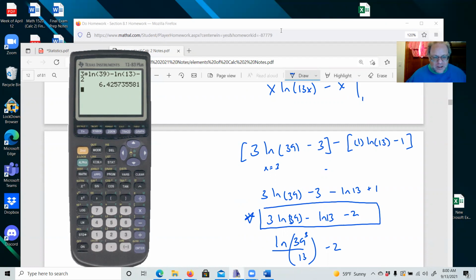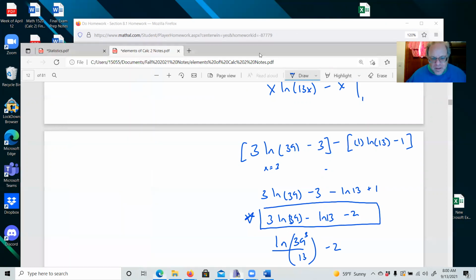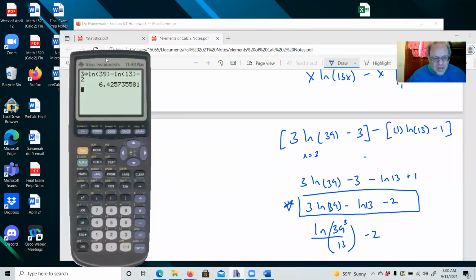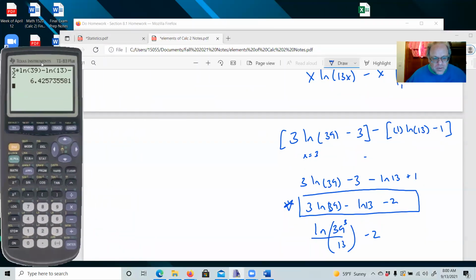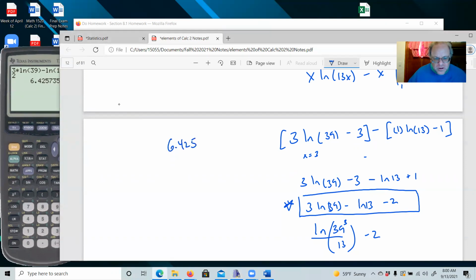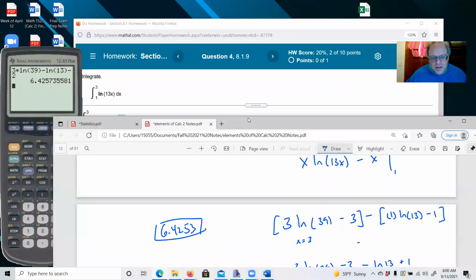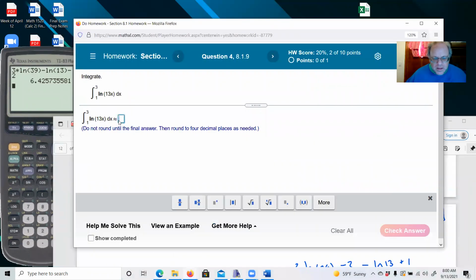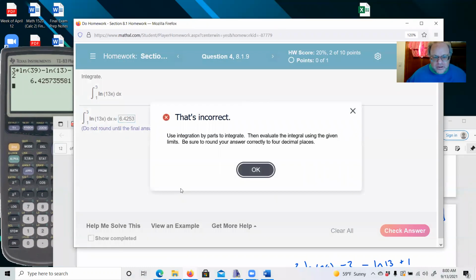What do we have here? How many decimal places do they want? Round to 4 decimal places. Beautiful. So what do we want here? We want 6.4253.